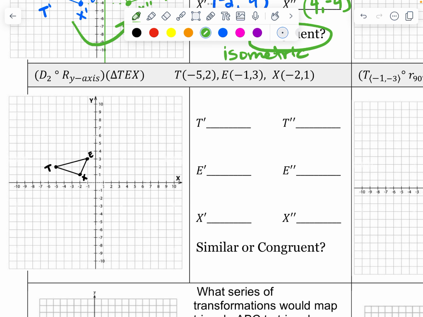Okay, let's do another one. Reflect across the y. So this is my y-axis. I have E prime, Mayhew. I've been doing that in blue. Let me do the first one in blue.